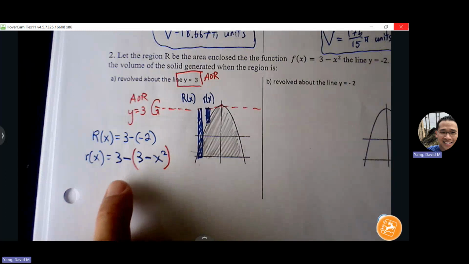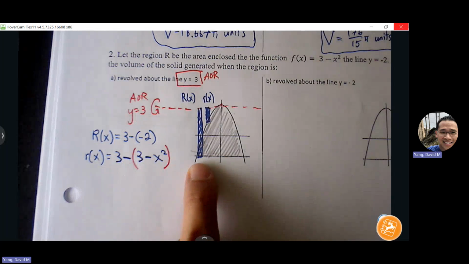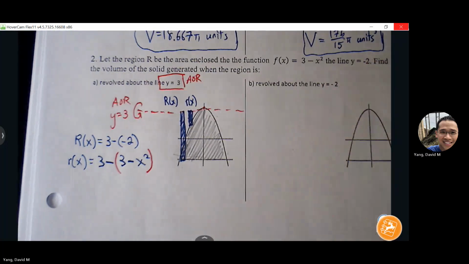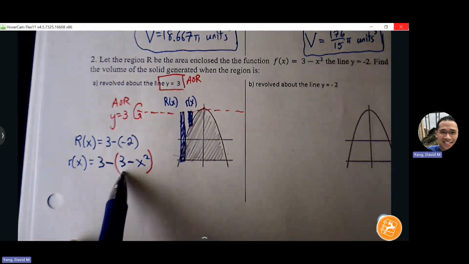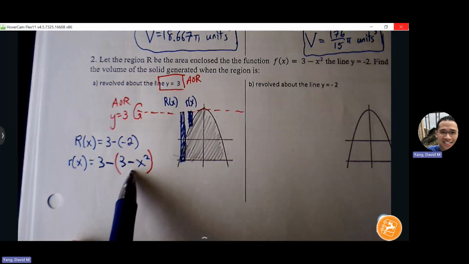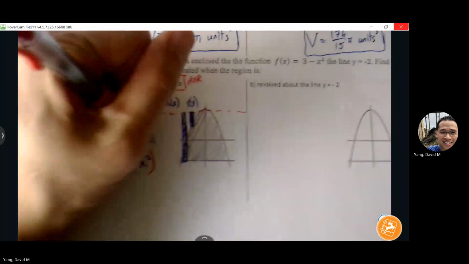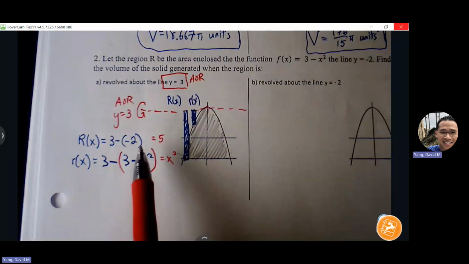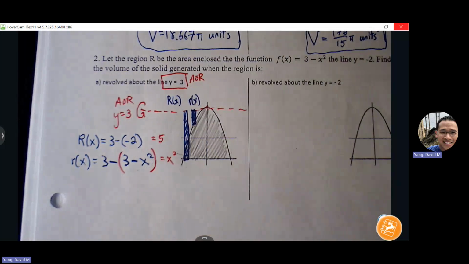Negatives. Because the bottom of big radius is sitting at that line y equals -2. Yeah. And then for small radius, the top is sitting at the line, the bottom is sitting at the parabola. So 3 minus parentheses 3 minus x squared. Okay, so that big R just cleans up to be 5. Little r just cleans up to be positive x squared.